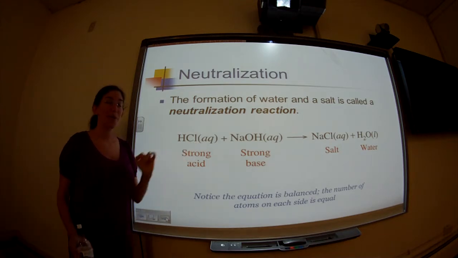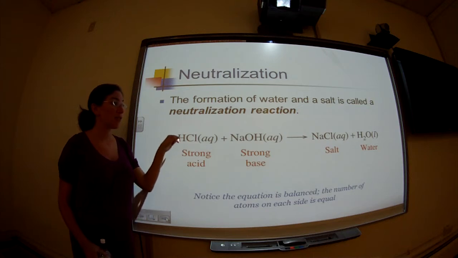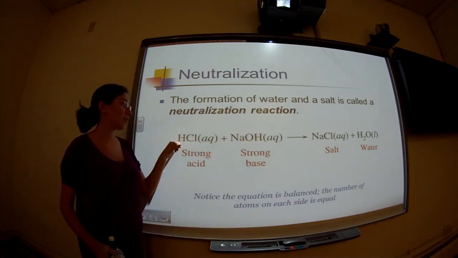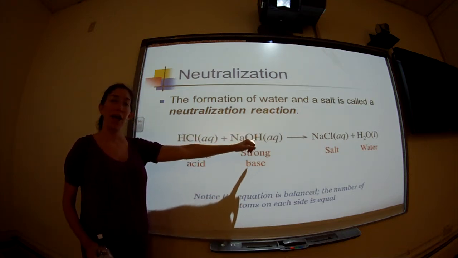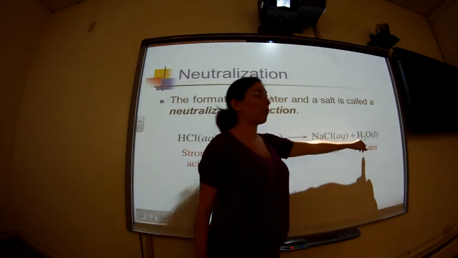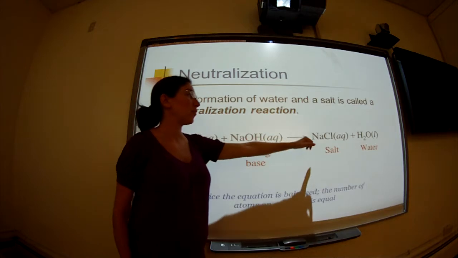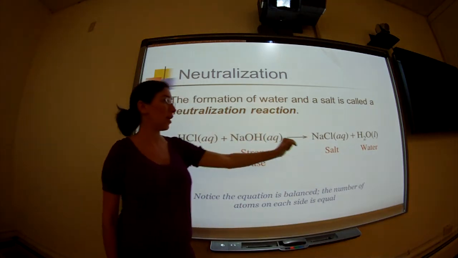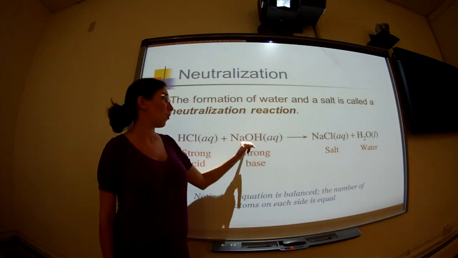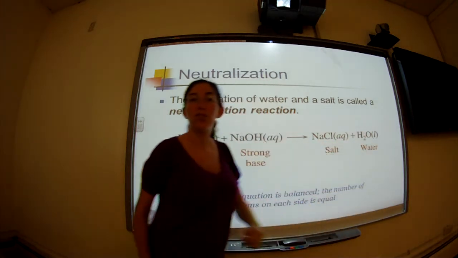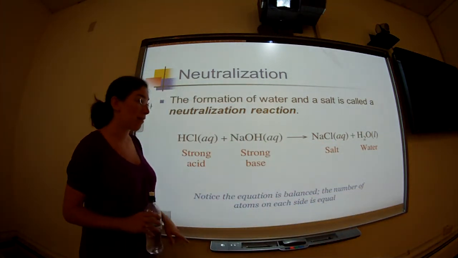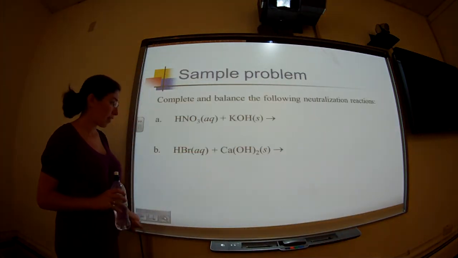I also wanted to point out on this slide that this is a balanced equation. Notice that the number of hydrogens on each side is the same. There are 2 hydrogens on the reactant side and 2 hydrogens on the product side. 1 sodium, 1 sodium, 1 chloride, 1 chloride, 1 oxygen, 1 oxygen. We have a balanced equation.